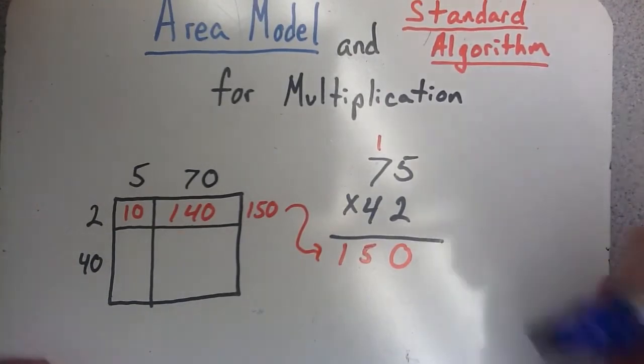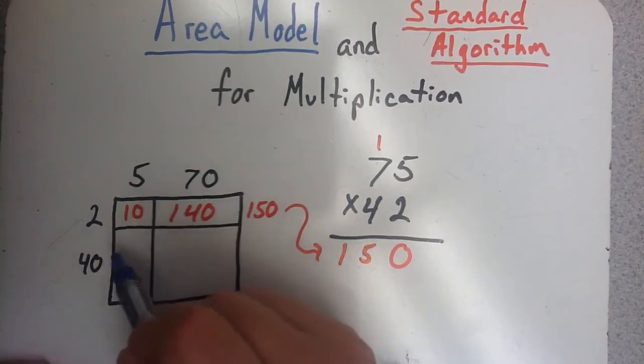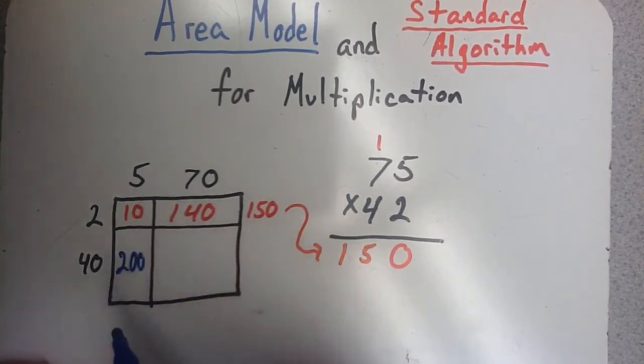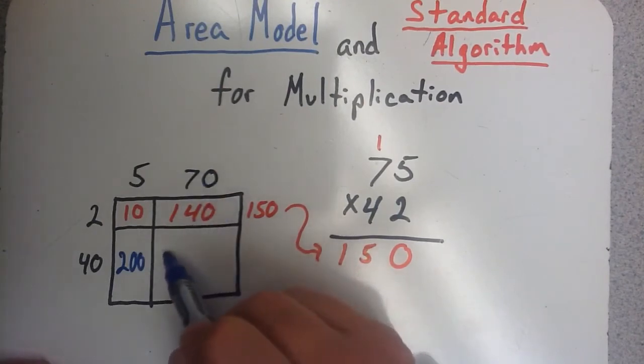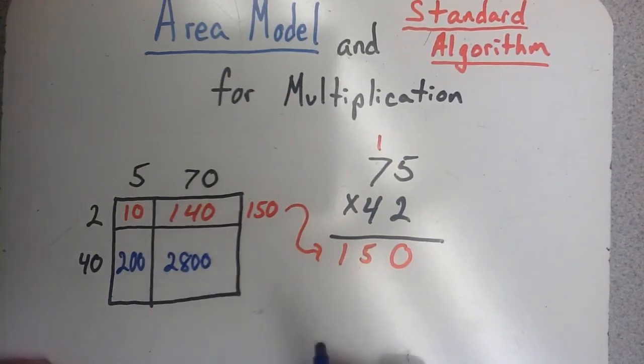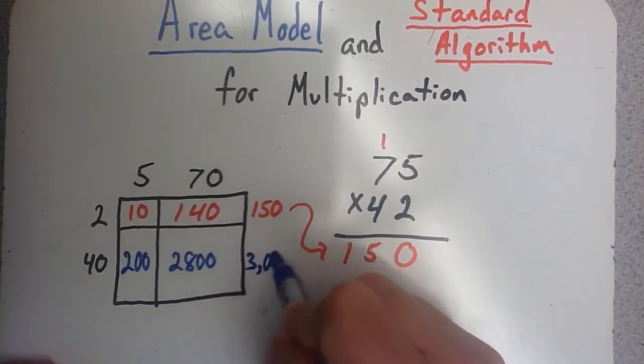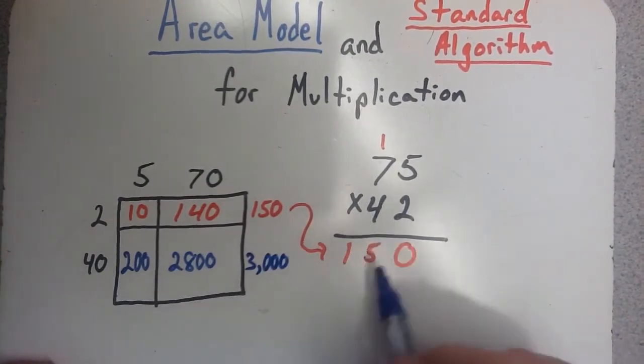Now let's switch over and look at our tens. 40 multiplied by 5 is 200. And 40 multiplied by 70 is 2,800. And if I add those lines together, that's 3,000. And now let's try it on the algorithm.